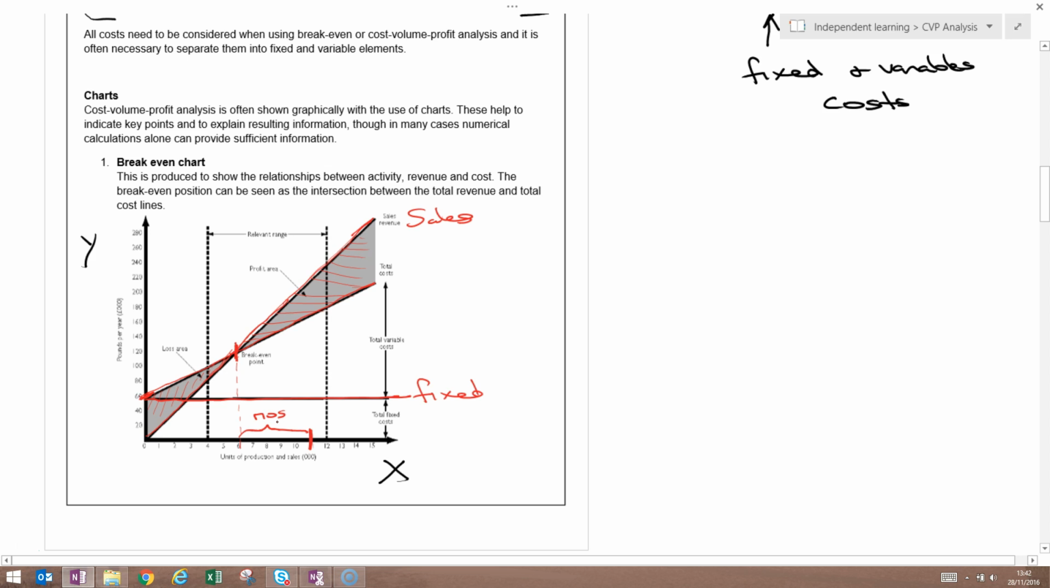If we wanted to know how many units we had to sell to achieve a specific profit, remember the profit is the difference between the two lines, the sales line and the total cost. We could then use that to work out specific target profit that we wanted to make. For example, it might be this amount here, and how many units we would have to sell to achieve that target profit. So it is possible to read off a break-even chart all the relevant information. However, it's far quicker to calculate these using formulae.